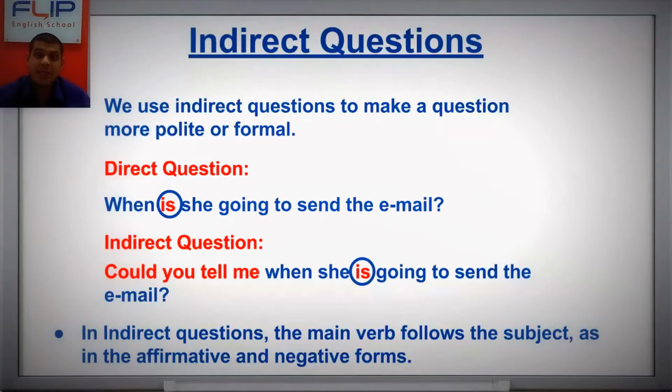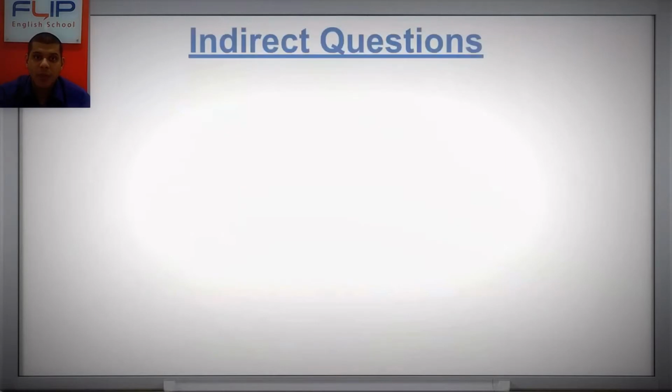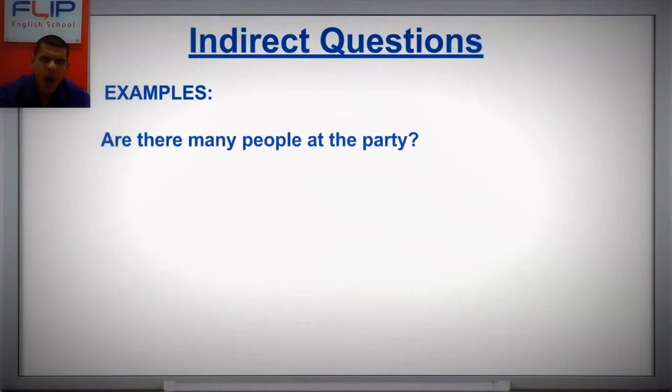Just for you to understand it better, I'm going to give you some more examples. Let's take a look, all right? Keep talking about indirect questions, and then I have some examples here for you. Let's take a look. Are there many people at the party? You see, this is a direct question, okay? So let me repeat that. Are there many people at the party?